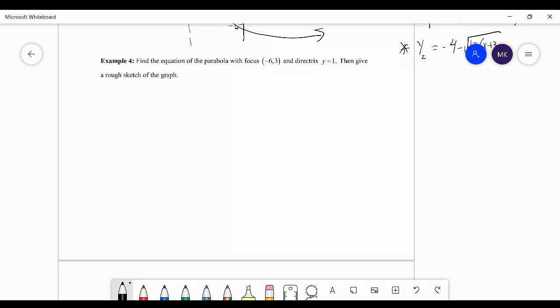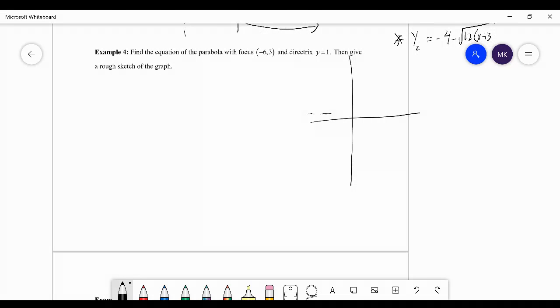Okay, we're almost done. We've got a couple left after this. So we want to find the equation of the parabola with the focus of -6, 3 and the directrix y equals 1. Then give a rough sketch of the graph. So using the focus and the directrix, very easily, y equals 1 being the directrix tells us that this is going to be a vertical axis graph. So what we know is if you start graphing this, our directrix is y equals 1. So that's going to be up here. And our focus is -6, 3.